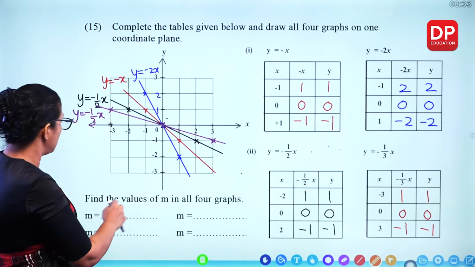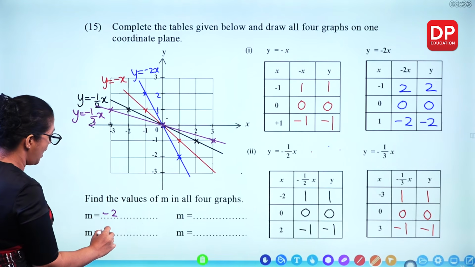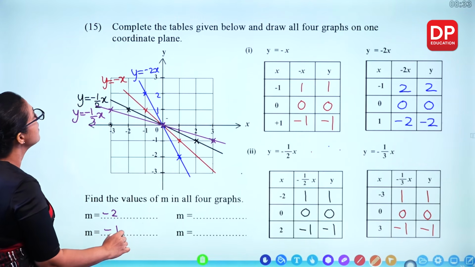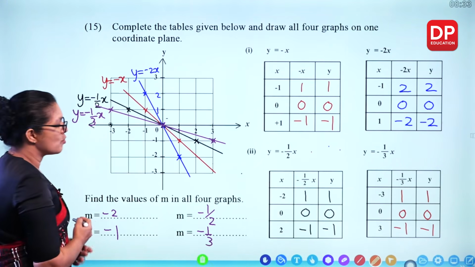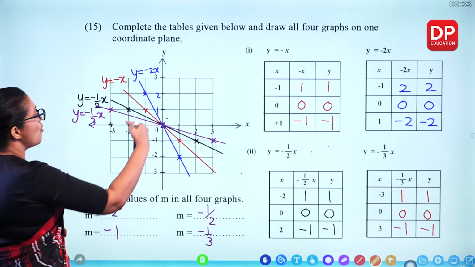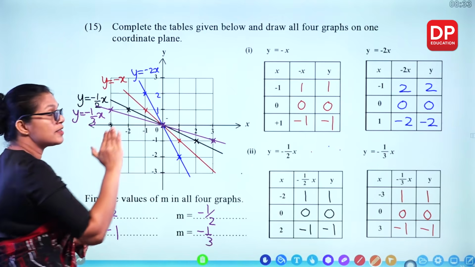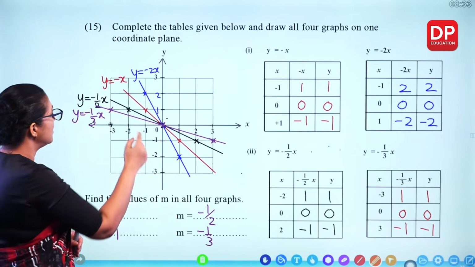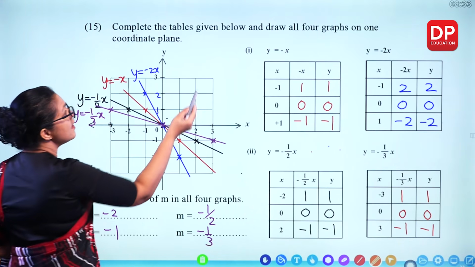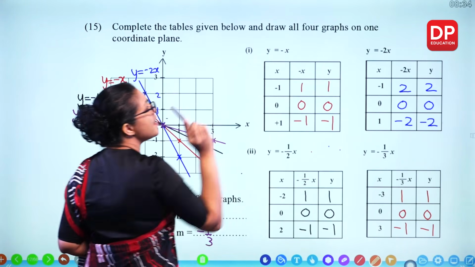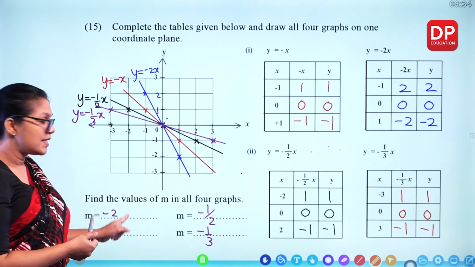Now what are the gradients? M equals minus 2, m equals minus 1, minus half, and minus 1/3. Those are the slopes. When you rearrange now, what can you see? Earlier it was towards the positive x-axis. Now here on the negative side, these graphs are negative. Negative x, negative 2x. The slope or gradient is negative now.